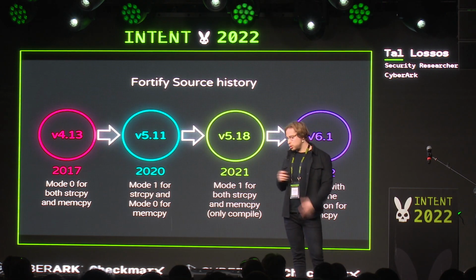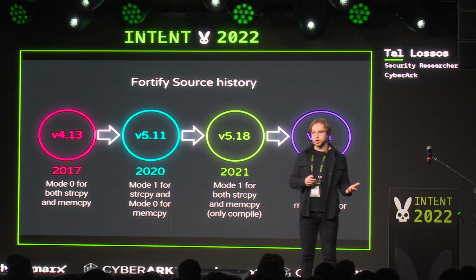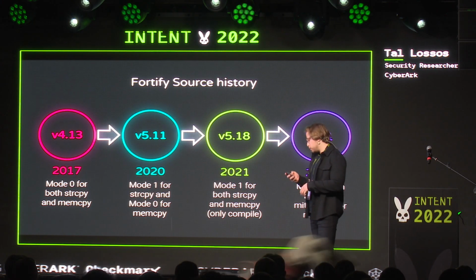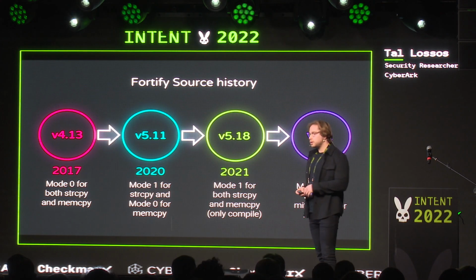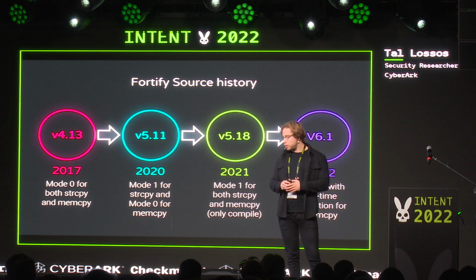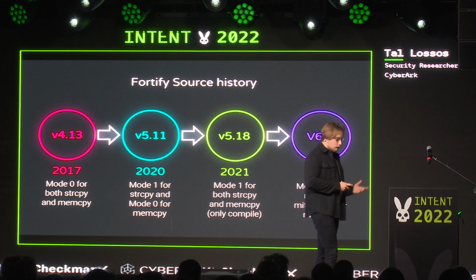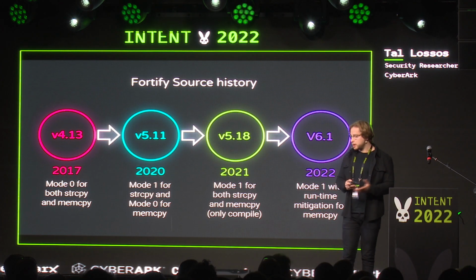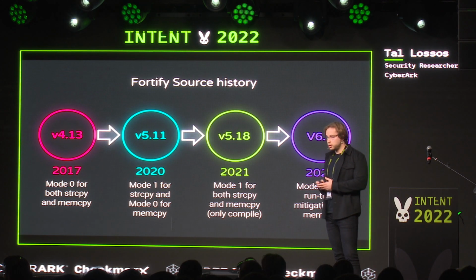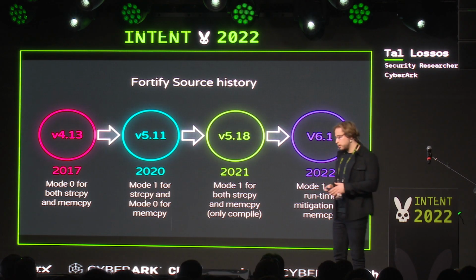So again, while you can still do, as I showed you, overflowing a memcopy operation over a specific member in our struct. And very, very recently, in kernel version 6.1, mode 1 was turned on for runtime mitigation for the memcopy family of functions. So now, if you have kernel version 6.1, you will have full mitigation against buffer overflow for both strcopy and memcopy functions in your kernel modules. Again, if you're compiling them on a machine with this feature enabled.